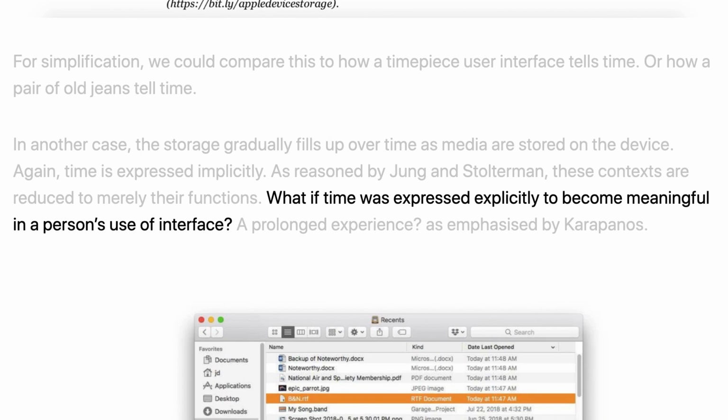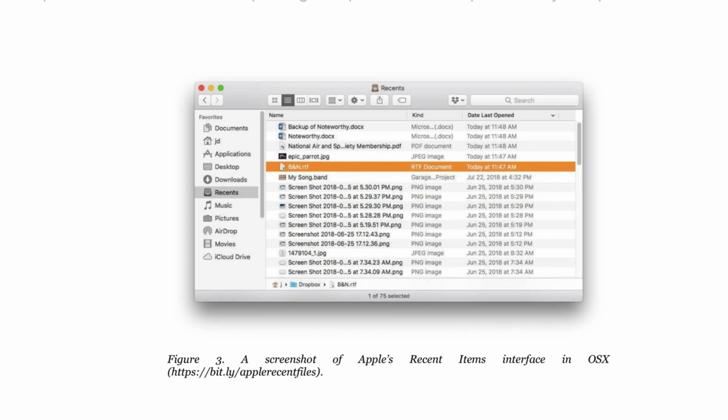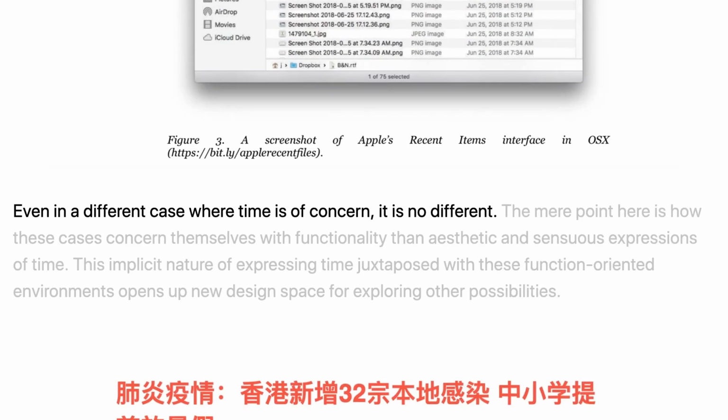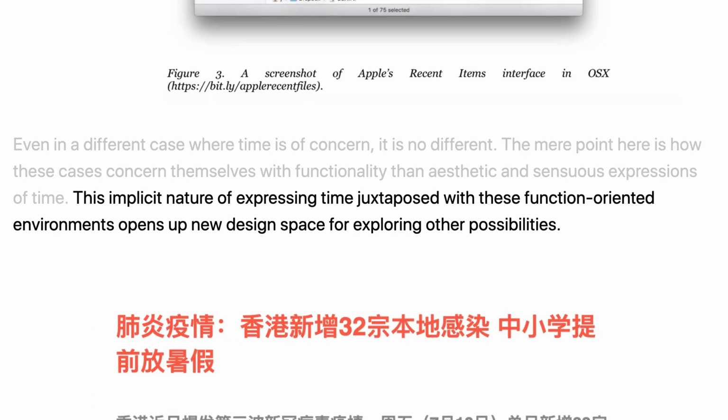What if time was expressed explicitly to become meaningful in a person's use of an interface? A prolonged experience, as emphasized by Karapanos. Even in a different case where time is of concern, it is no different. The mere point here is how these cases concern themselves with functionality rather than aesthetic and sensuous expressions of time. This implicit nature of expressing time, juxtaposed with these function-oriented environments, opens up new design space for exploring other possibilities.